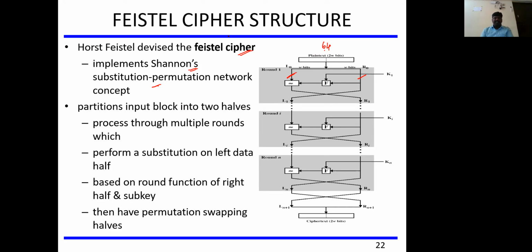Now, using the Feistel cipher encryption technique, the 64-bit data is going to be divided into two halves, say for example, 2 into 32. So 32 bits will be the left half and the remaining 32 will be the right half. Now what they are going to do is use a function f, which is a round function.